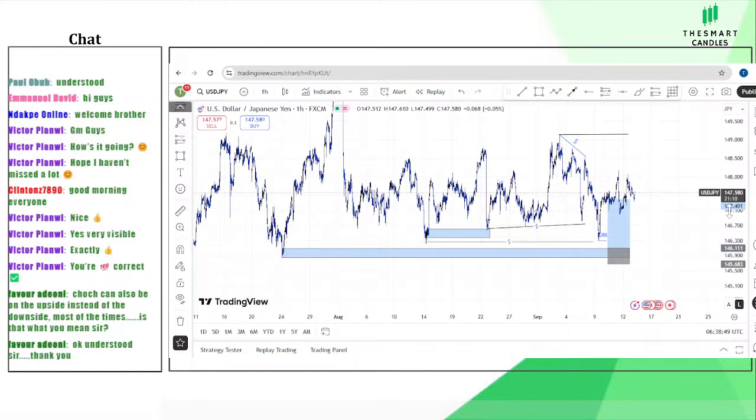Okay, so the current chart we're looking at now is on USD JPY. So let me pin this in the description.